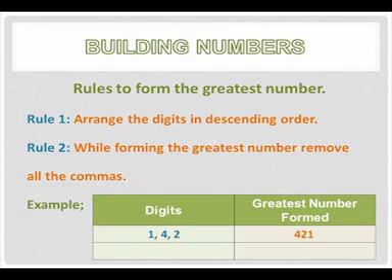Let's take one more example. Let's take the digit 8091. We will first arrange them in descending order and remove all the commas. So the greatest number formed is 9810. Now let's move further.